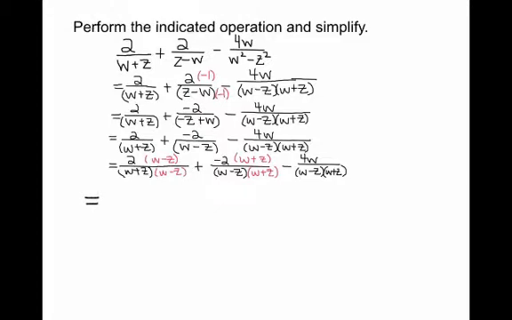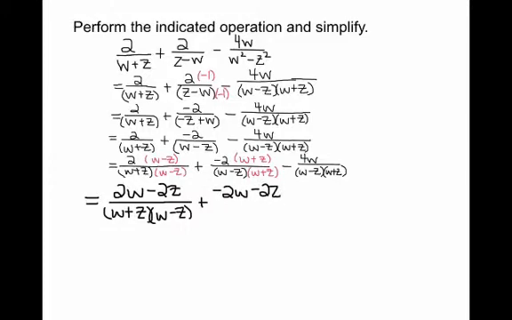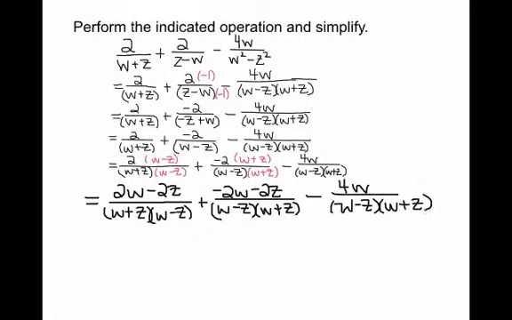distribute in the numerators of these two fractions. So we end up with 2w minus 2z divided by w plus z times w minus z, plus -2w minus 2z divided by w minus z times w plus z, and we'll subtract from that 4w divided by w minus z times w plus z.